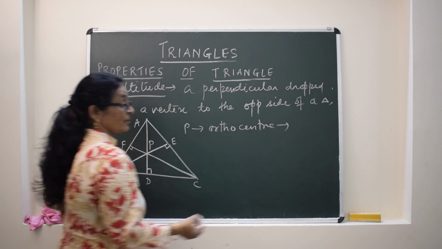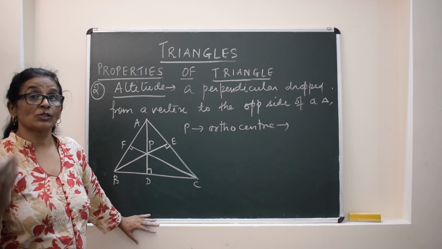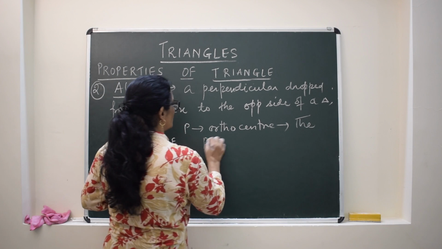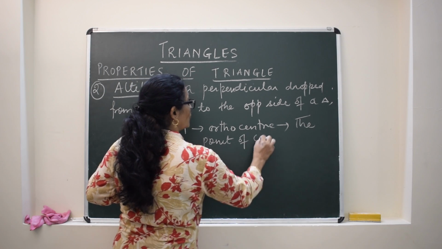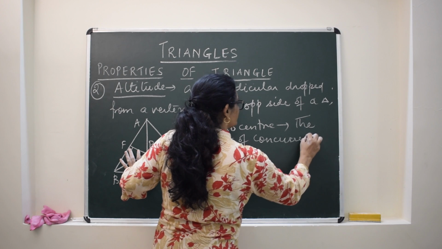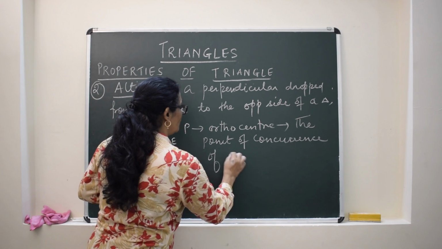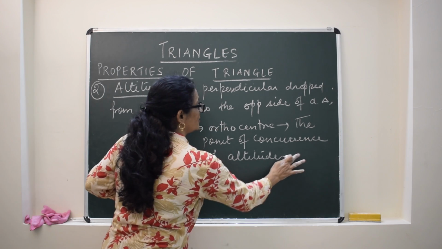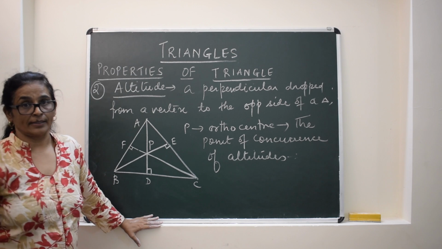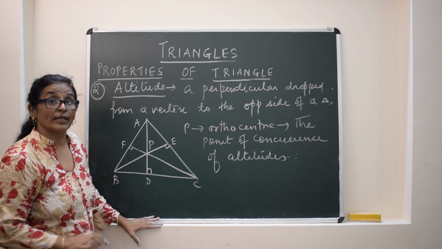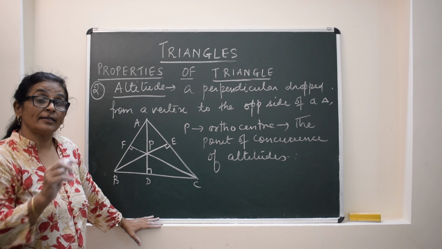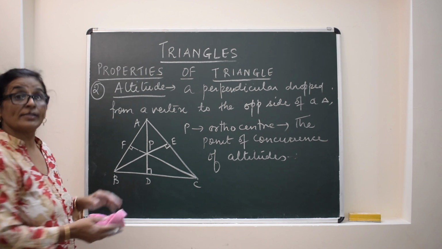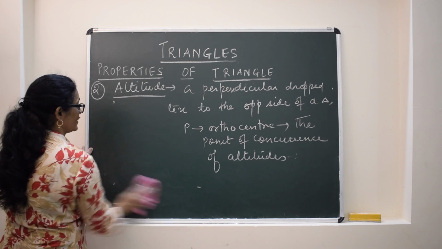So what is orthocenter? The point of concurrence of altitudes. This is called the orthocenter. Now I have shown you for acute angle triangle that the orthocenter lies inside. Okay. Now if we discuss the obtuse angle triangle, let's see an obtuse angle triangle.